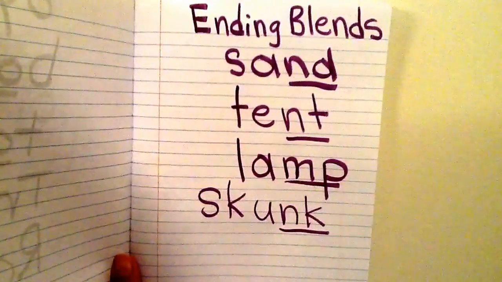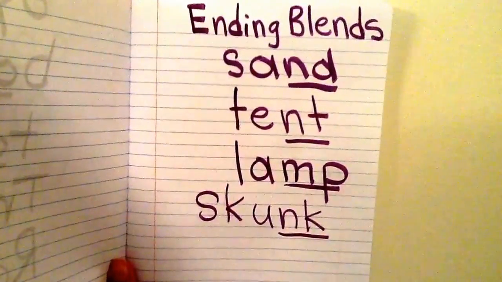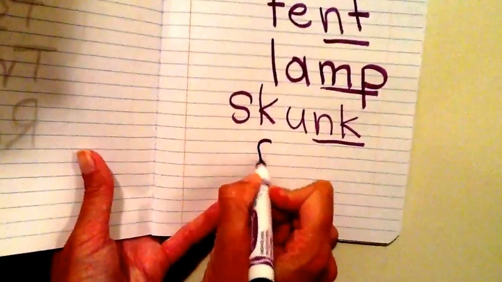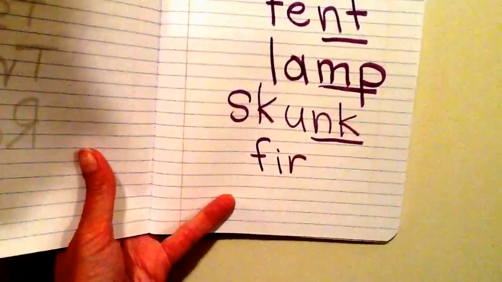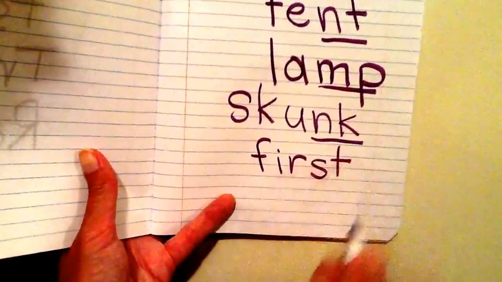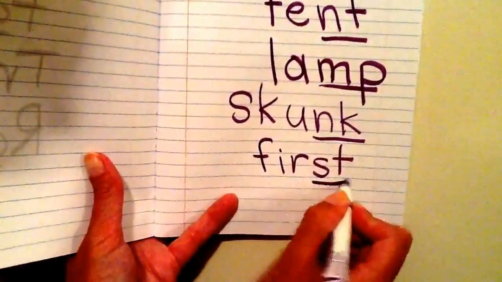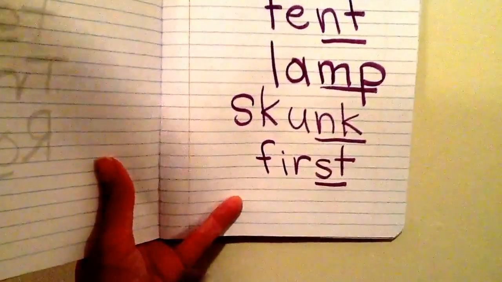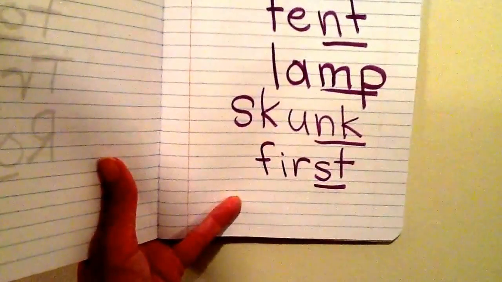Another word that has a consonant blend at the end is the word first, first. So when I say that slowly, I hear st. I hear S and T at the end. Two consonants together, and I hear both of them. So I need to make sure that I write both of them. And then I'm going to underline ST. So please write first in your word study notebook, F-I-R-S-T, first.